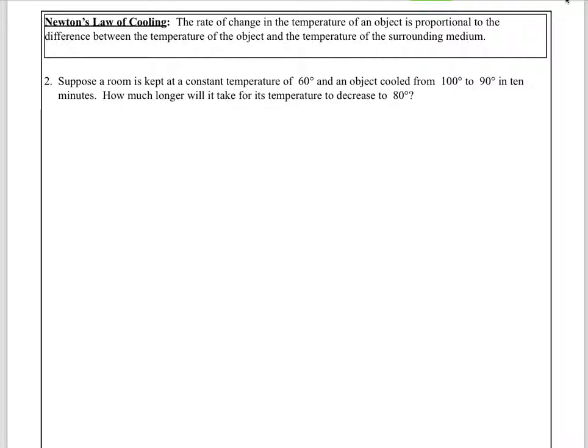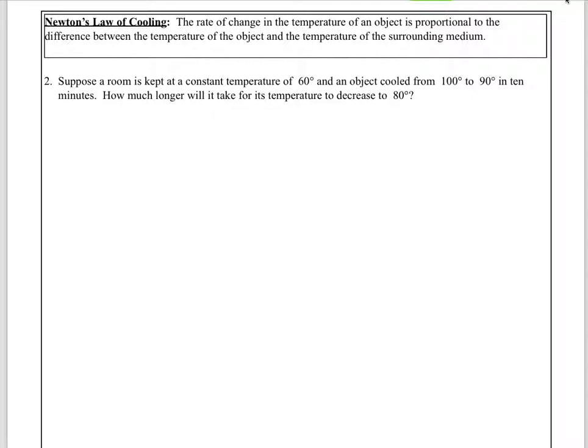Okay? In our particular case, we have a room that is at a constant 60 degrees. So what does the 60 degrees represent? The constant temperature. Read Newton's law again and tell me where 60 fits in. The surrounding medium is what 60 degrees represents. An object cooled from 100 degrees to 90 degrees in 10 minutes. How much longer will it take for the temperature to decrease to 80 degrees?